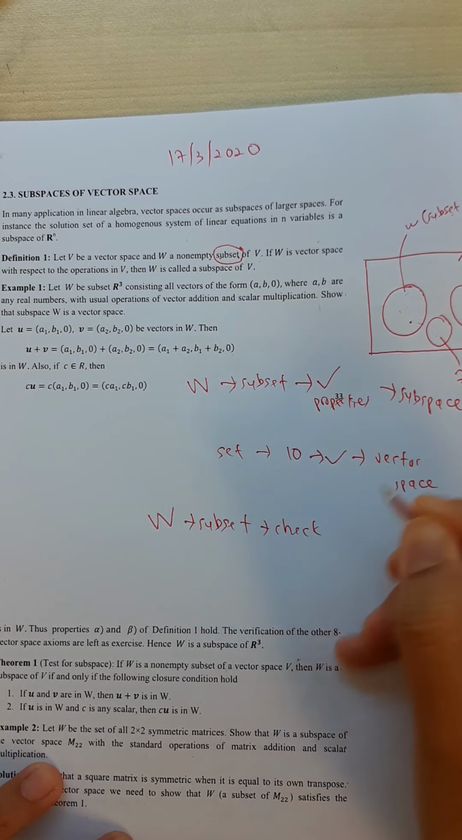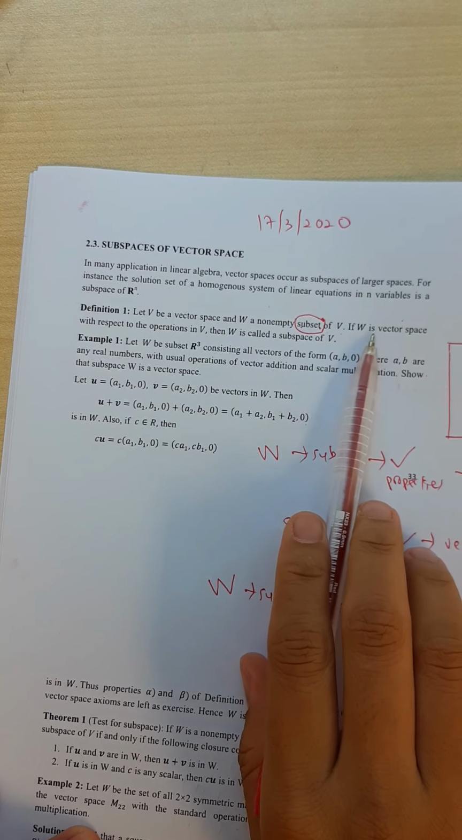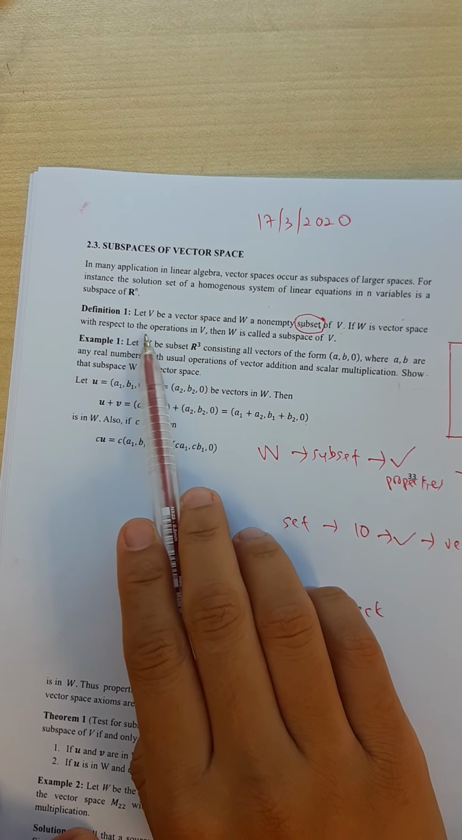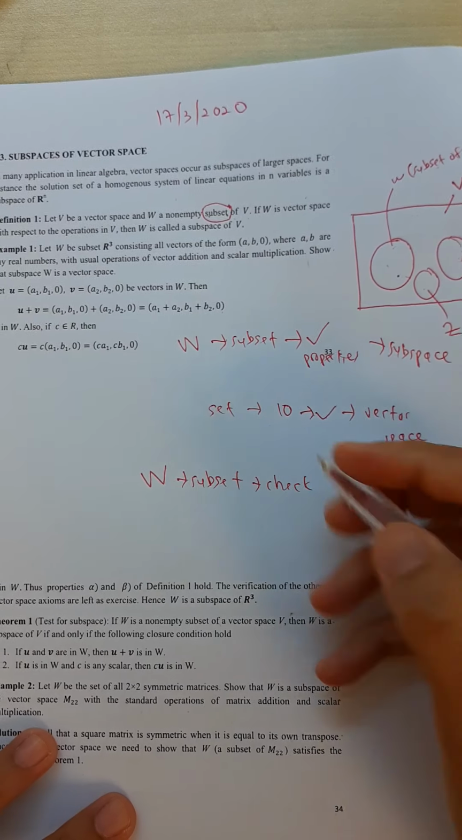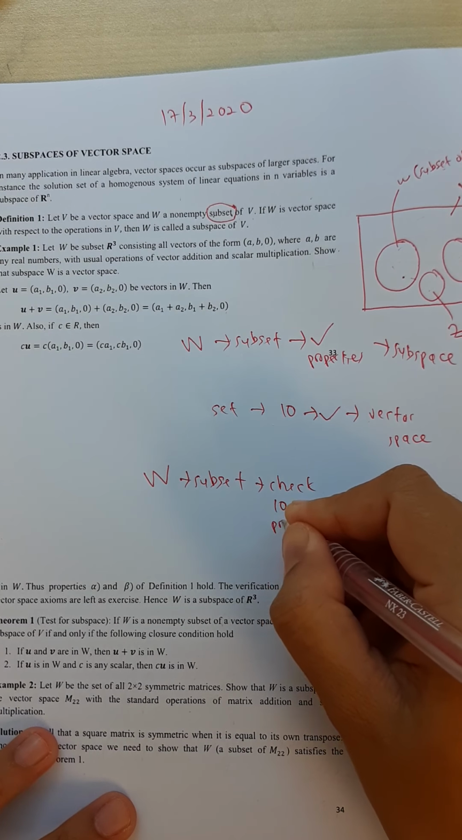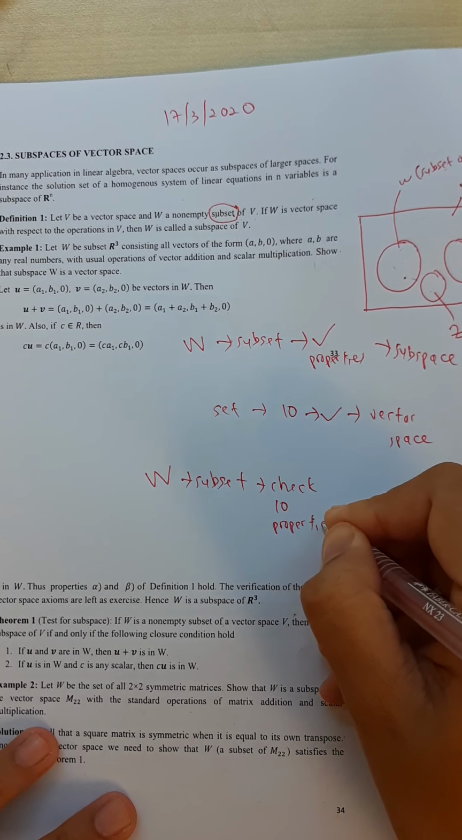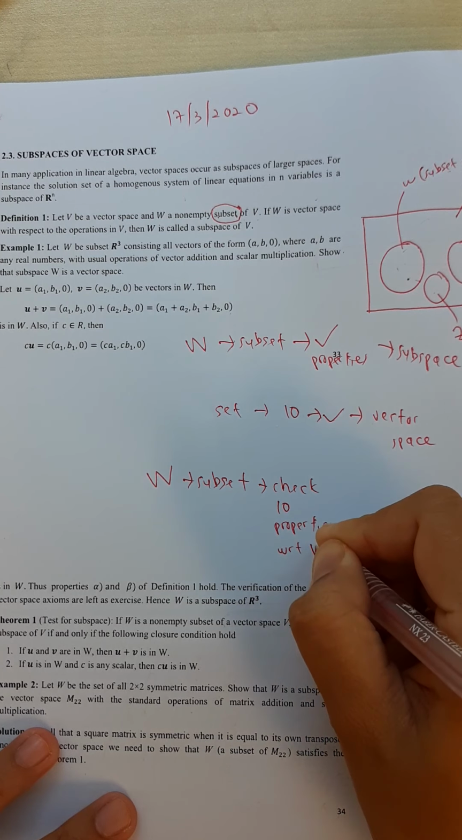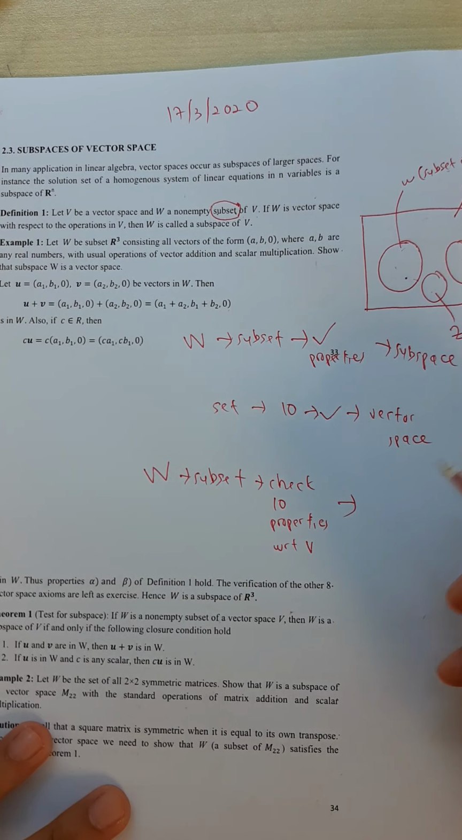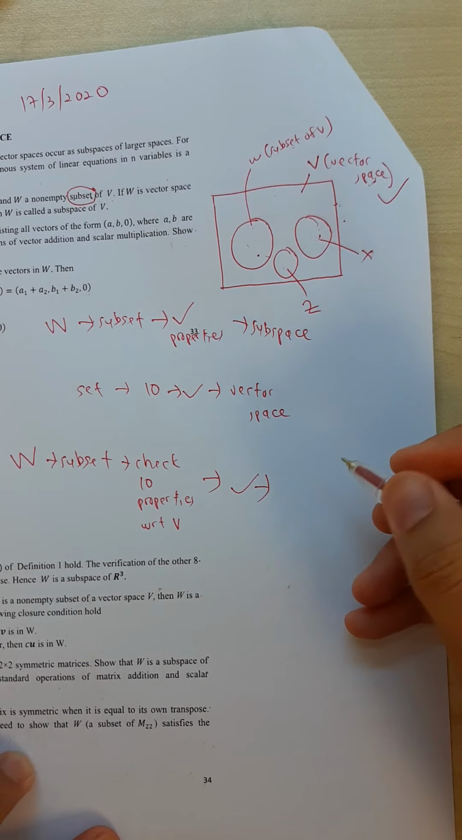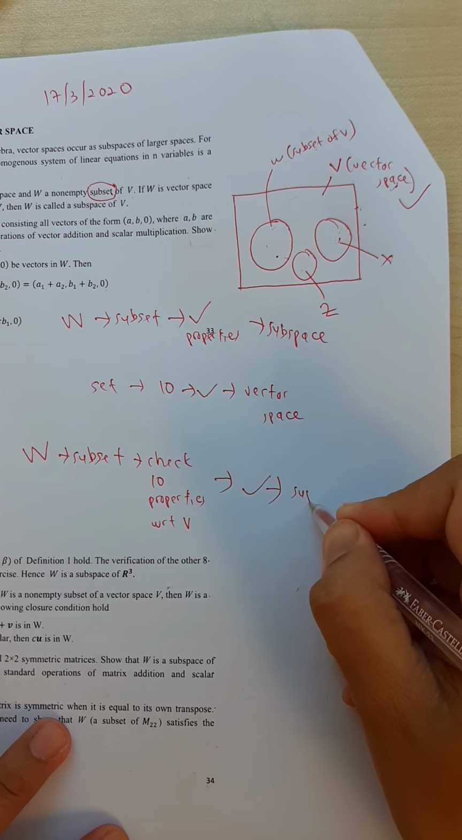So for example, this W here starts with being a subset, and then you check for, what does it say? W is a vector space with respect to the operations in V. So you have to basically check all the 10 properties with respect to V. And only if it satisfies them will you say that W is also a subspace.